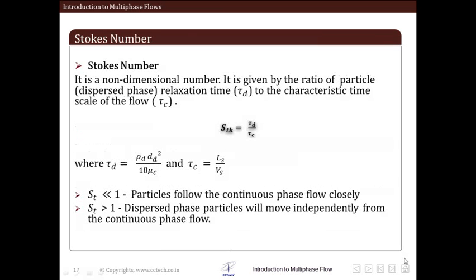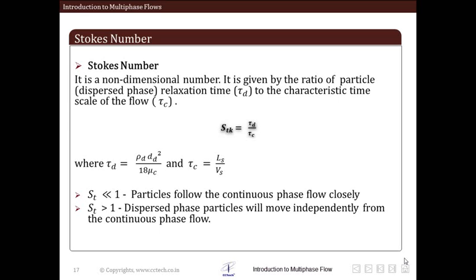Next is a very important terminology associated with multiphase flow, that is the Stokes number. It is a non-dimensional number. It is defined as the ratio of the particle relaxation time Td to the characteristic time scale of the flow, that is Tc. By particle we mean the dispersed phase. Now the particle relaxation time and the time scale of the flow are given by this particular ratio. Out of this mathematical formulation, what you should take home is basically the significance of the Stokes number, which we will see now.